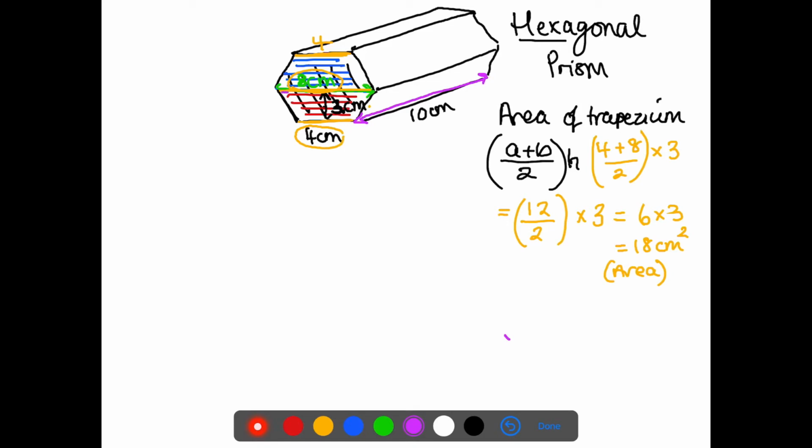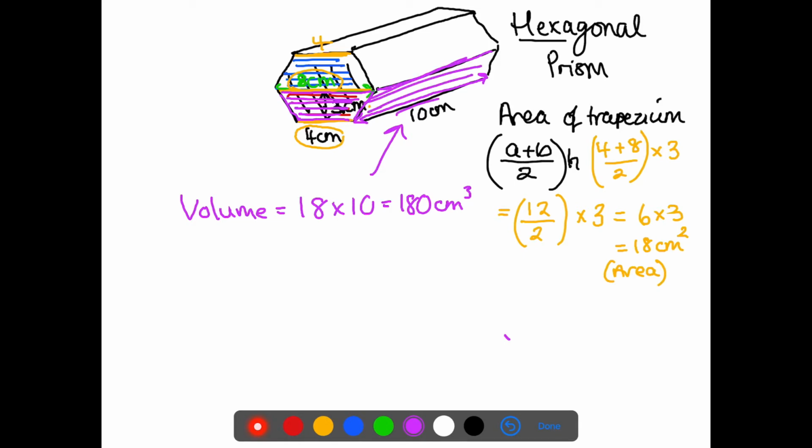Well, it's not the last thing we need to do, because technically we've only worked out one trapezium at the moment. Okay, all right. So we need to work out the volume. So to find the volume then, we're going to take our 18 centimetres squared and times it by 10, giving us 180 centimetres cubed. However, like I say, we've only actually found one of the trapeziums. So all we need to do is now times that by 2, giving us 360 centimetres cubed for the volume.